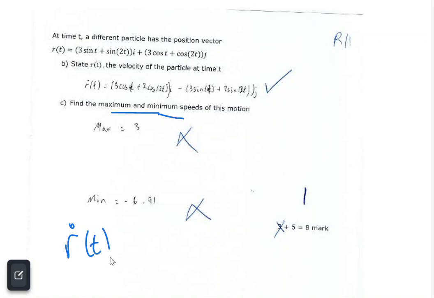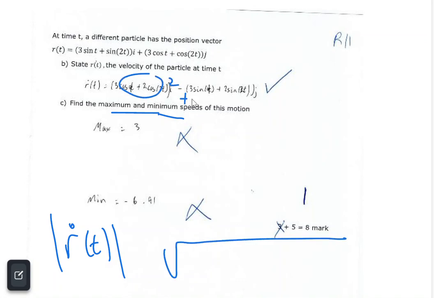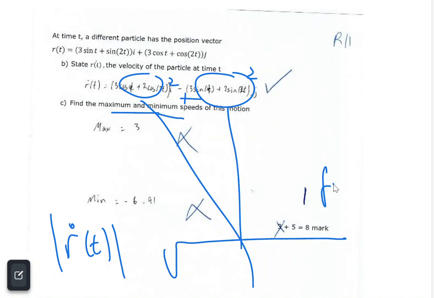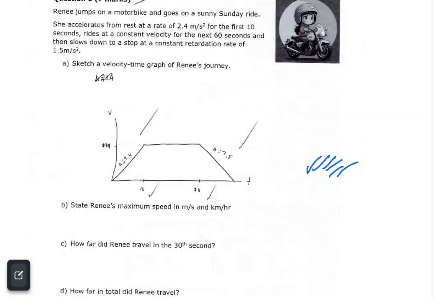To find the speed, it's going to be the magnitude of the velocity. So we're doing the square root of this squared plus this squared, and then use Fmin and Fmax. Have a look at my solutions and then see if you can do the same thing on the calculator.